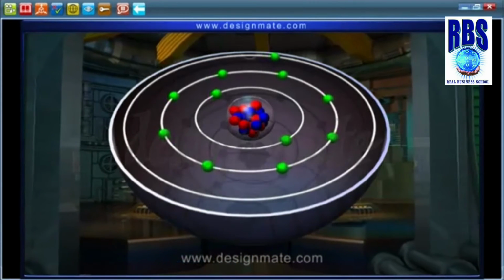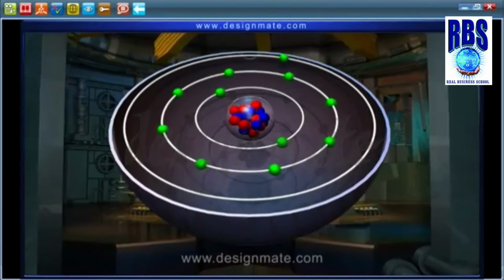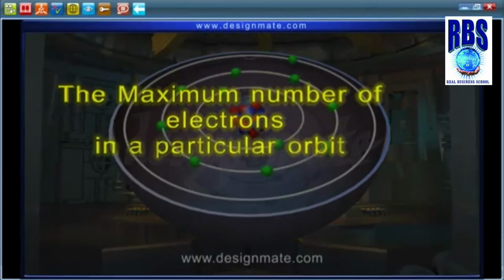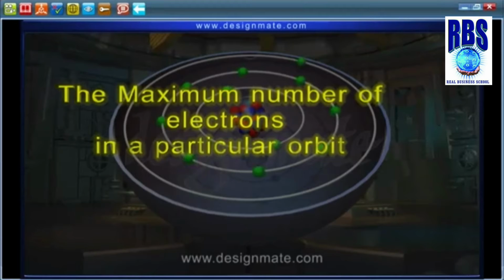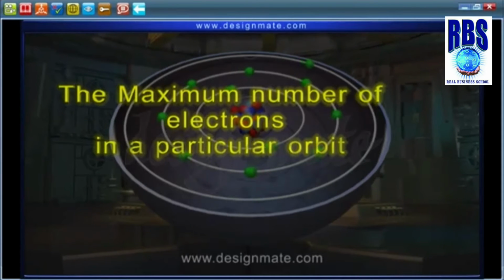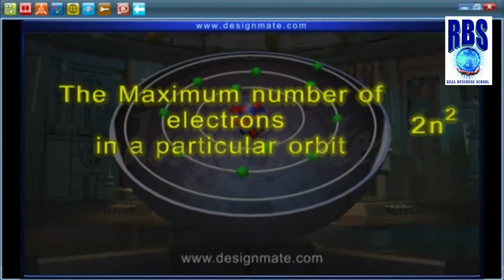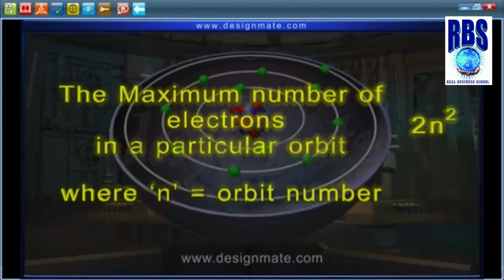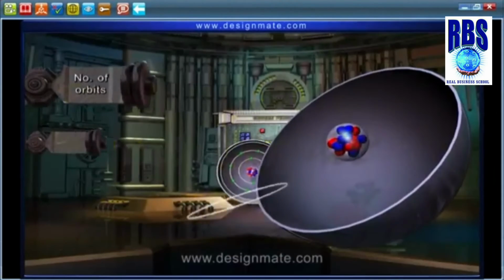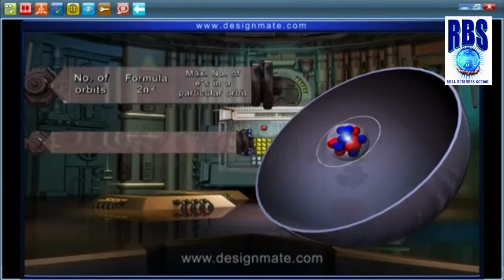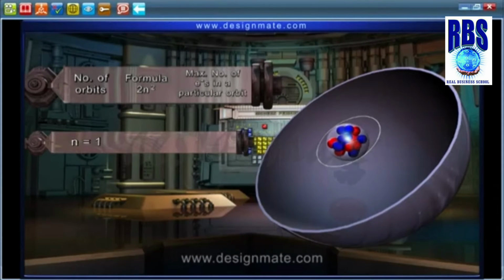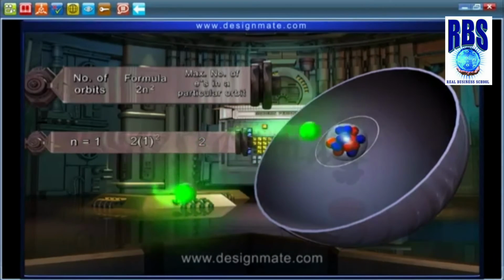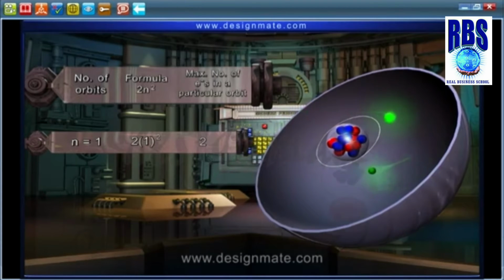Every orbit has a certain capacity to accommodate electrons. The maximum number of electrons that can be accommodated in a particular orbit is determined by the formula 2n squared, where n denotes the orbit number. For the first orbit, n is equal to 1. Therefore, 2n squared is equal to 2. Hence, the maximum number of electrons that can be accommodated in the first orbit is 2.